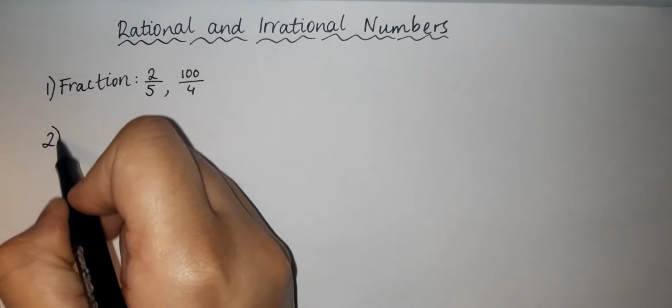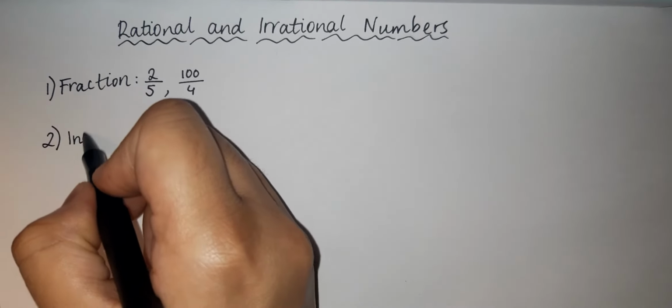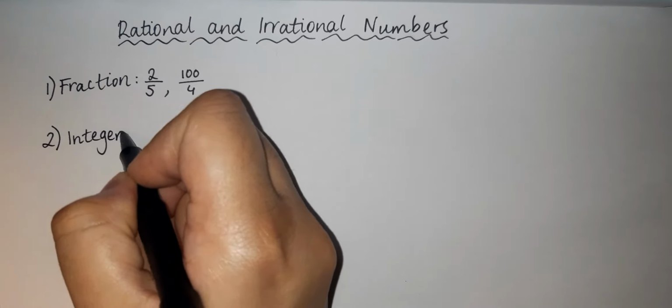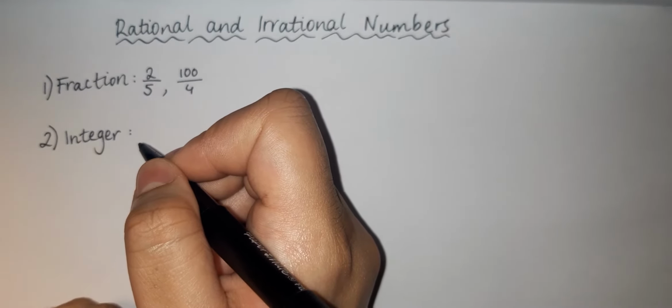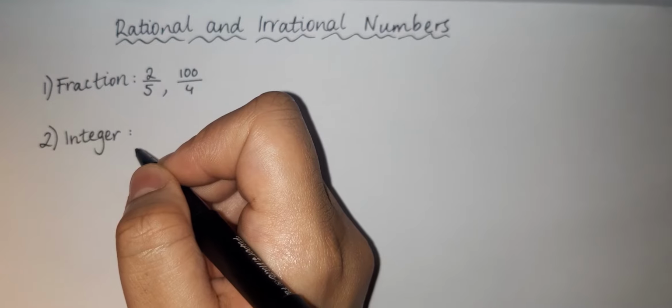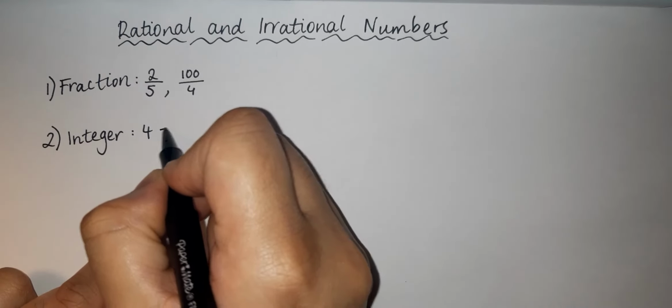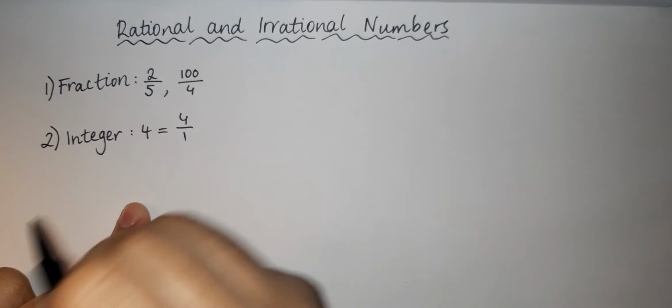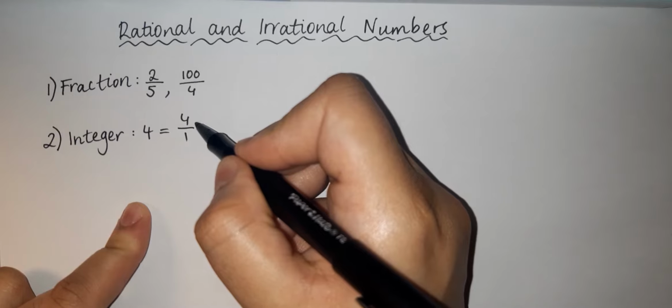Number two, a rational number can also be an integer. Now we know that a fraction is not an integer, it's a non-integer. However, for example, if we have 4, we can write this as 4/1. And this is a fraction, which means that it's a rational number.